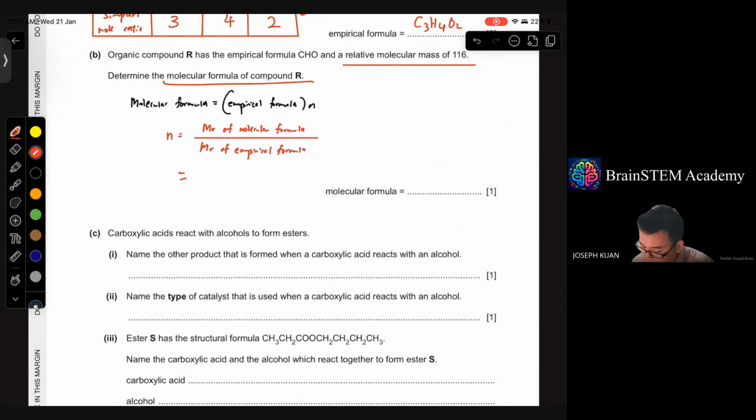So we are given this data already. That's 116, okay, relative molecular mass. Empirical formula we have to find ourselves. So 12 plus 1 plus 16. I got these numbers from the periodic table. That should give us 29. And if we were to compute this out, we get 4. But don't forget, we have to put it back into our formula. So CHO times 4. So we get C4H4O4.